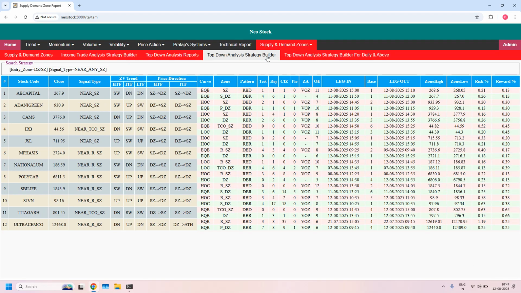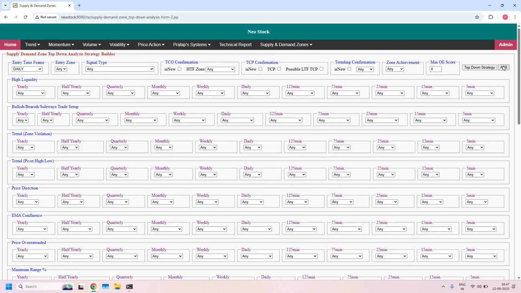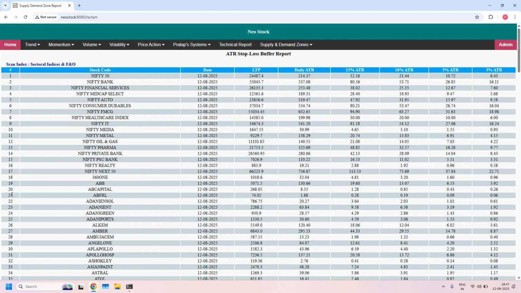And in the final report, I'm generating stop buffers based on daily ATR. So first 17 in this list are indices, remaining all are equity stocks. Okay, I'm scrolling the list down. Whichever the stock you want to refer, there pause the video. After that, you can proceed further. Okay, I'm scrolling the list down.